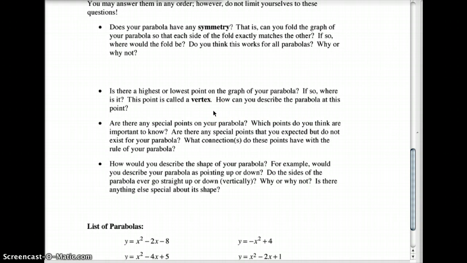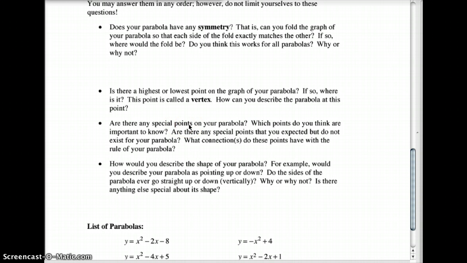Next, can you find what's called the vertex? And that would be the highest point that your parabola reaches or the lowest point your parabola reaches. So what is the vertex? And basically it's where it stops going one direction, it starts heading another direction, is kind of what we think of as the vertex.